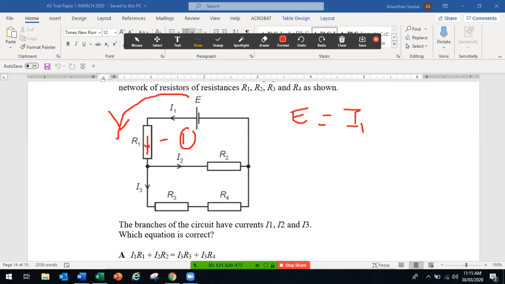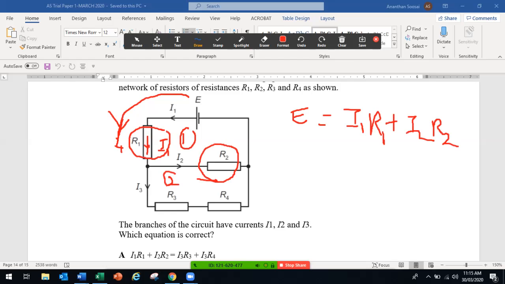The current flows down. So is this PD positive or negative? This PD is positive, because it is the same direction as your direction. I1 R1, plus the second PD, I2 R2. This is one equation from the first loop. Now the second loop. We take the big loop.